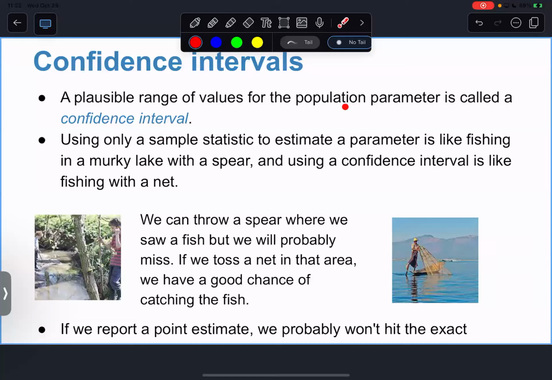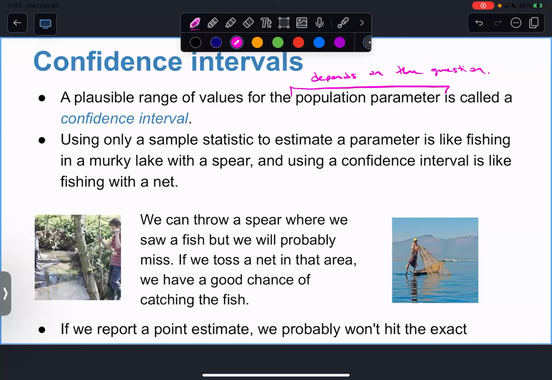Notice that this is very big, the population parameter, and that's because this is going to change. It depends on the question. For now, the only population parameter that we're going to be dealing with is the population proportion.